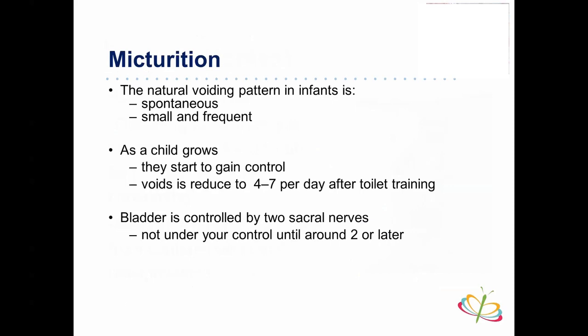So urination in infants is spontaneous, it's small, it's frequent. We think about them having a wet diaper after maybe every single feed. As the child grows and gets older, they start to gain more control, and this is reduced to about 4 to 7 per day. The bladder is controlled by two sacral nerves, the pudendal and the sacral nerve, and they're not under your control until about 2 or if not older.